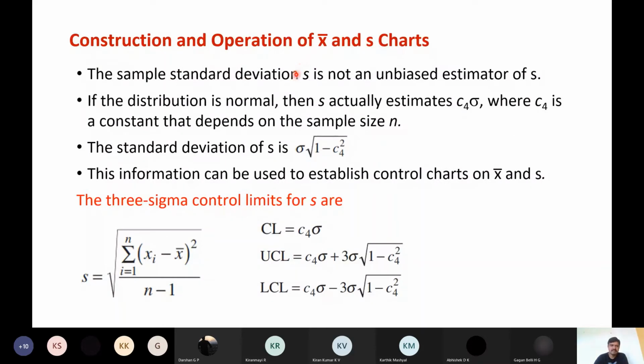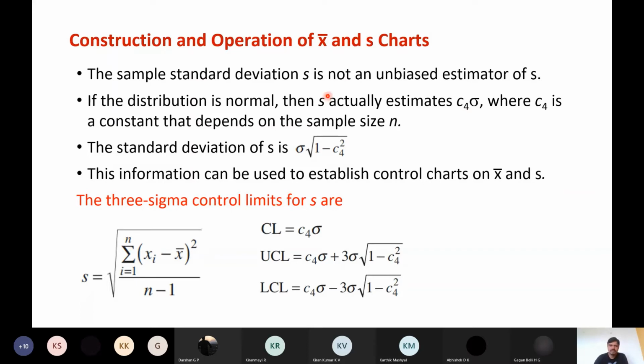Next, construction and operation of X bar and S charts. The sample standard deviation S is not an unbiased estimator of sigma. That means if we try to get the value of sigma from S, that is not an accurate value of the standard deviation. If the distribution is normal, then S actually estimates C4 sigma, where C4 is a constant that depends on the sample size n.